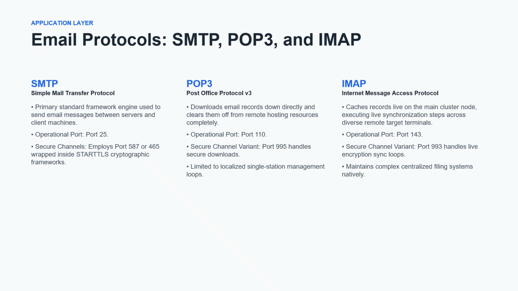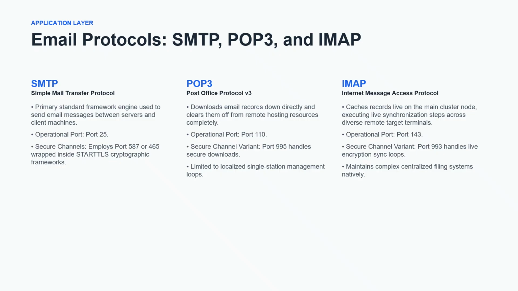POP3, which is Post Office Protocol version 3, is used for retrieving email from a mail server. POP3 downloads messages to a local email client and typically removes them from the server. POP3 uses TCP port 110.